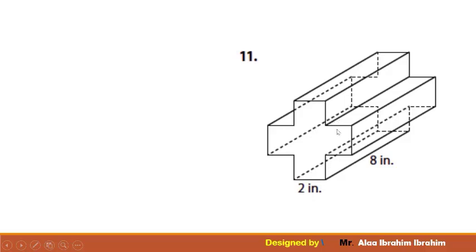If I find one, I have to multiply by 5. So the trick, I multiply by 5. If you multiply by 4, this is the trick, you make it wrong. So you have to multiply by 5. 1 inside and 4 outside. All of them 5 cuboids.